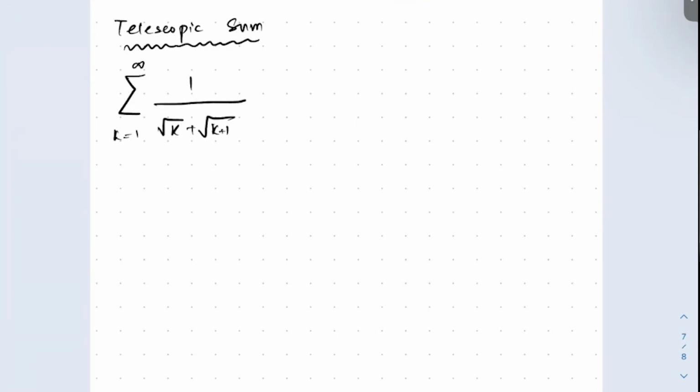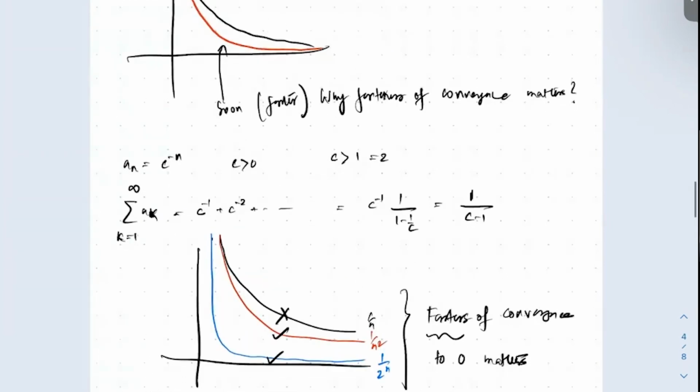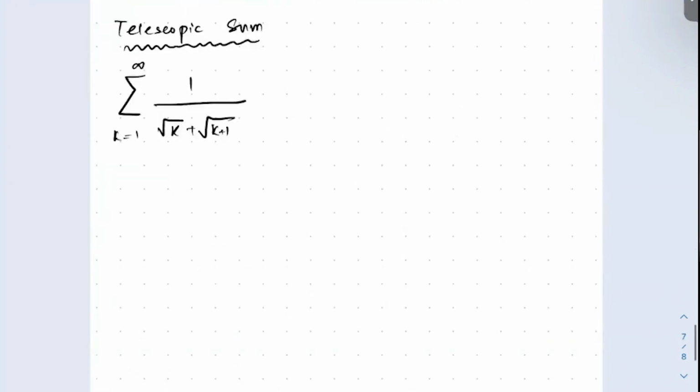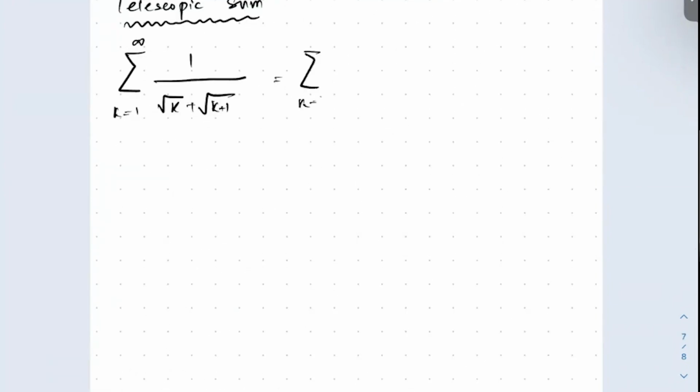You can understand that here the sum probably goes like twice root n. We know 1 by n goes to 0, but 1 by root n converges less fast, so the series will probably diverge. But the basic idea of the telescopic sum is this: if you rationalize it, it turns out to be root k plus 1 minus root k. And if you observe, it's nothing but root 2 minus root 1 plus root 3 minus root 2 plus root 4 minus root 3, and it cancels out.